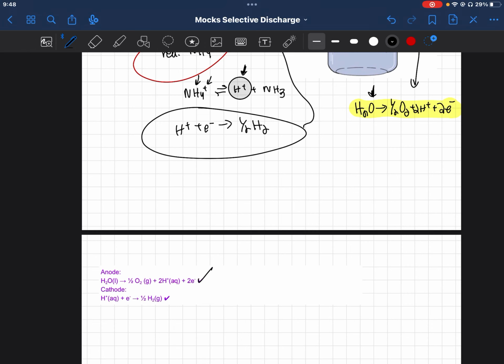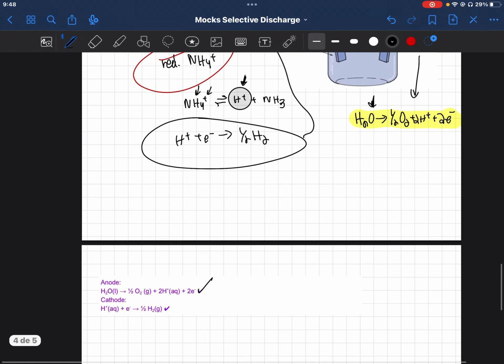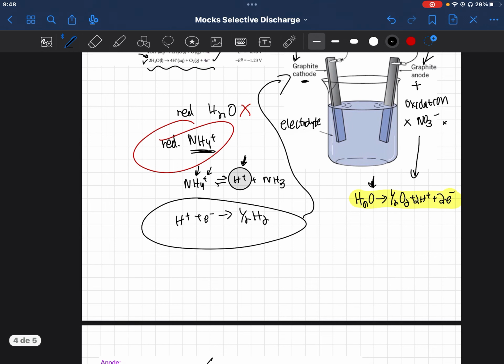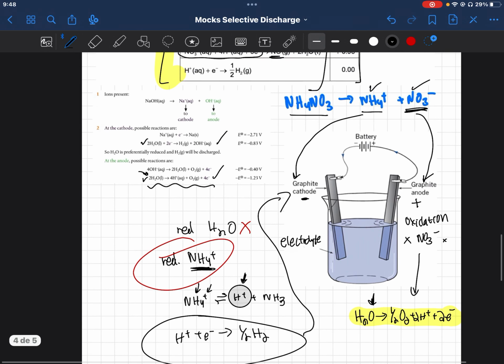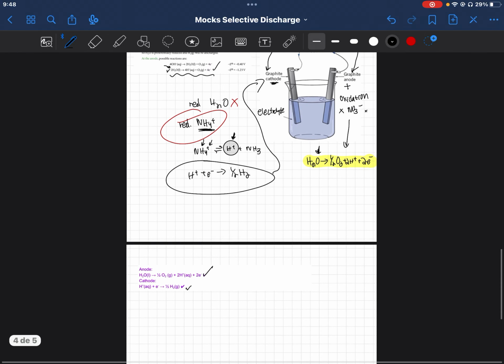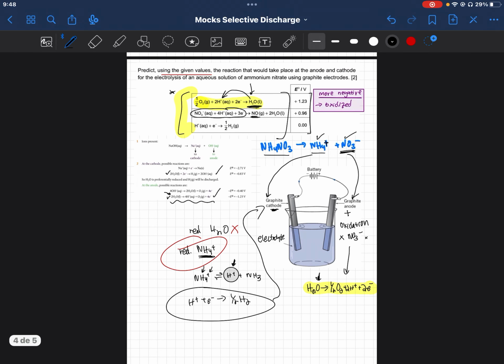I have the oxidation of water. I didn't have any NO3 to compare it to. And the cathode, I have the reduction of H plus, and that H plus came from the NH4, which was attracted to the cathode because that was my positive ion. The cathode was negative. So this one is super easy to overthink. I definitely overthought it the first time I did it, but now we know.